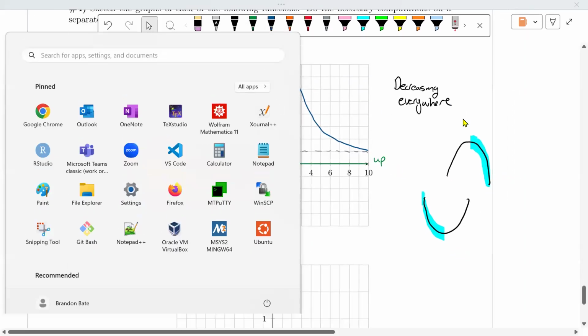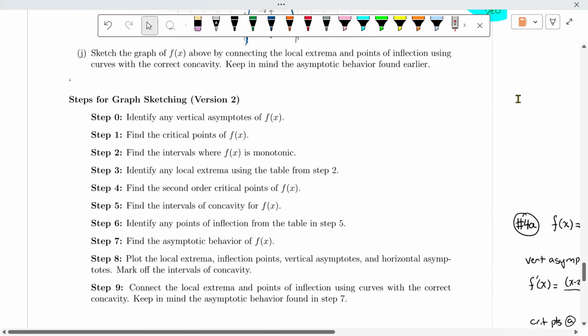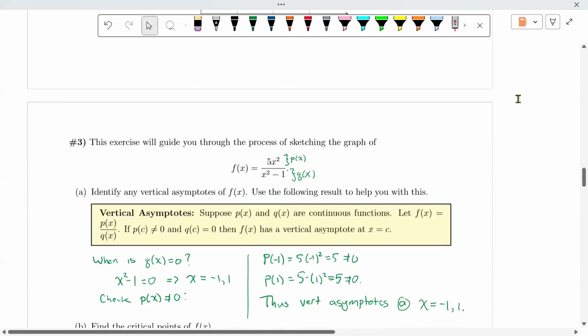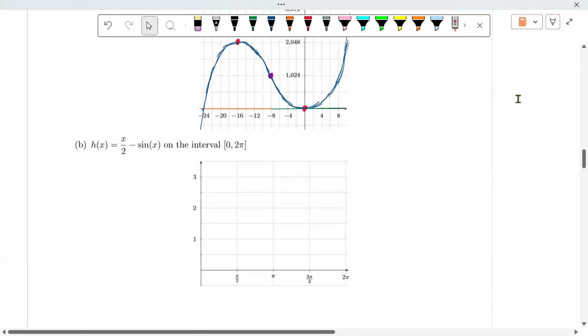How much time do I have? I have 5 minutes. Oh, that's not very long. All right, let's go back to number 2B. I kind of skipped over that one.